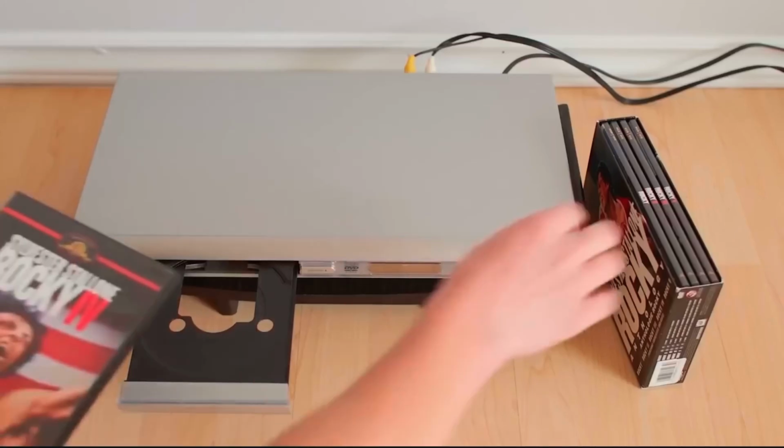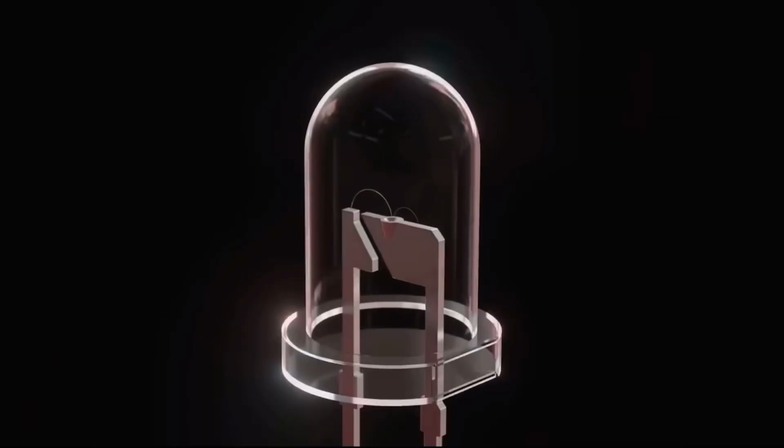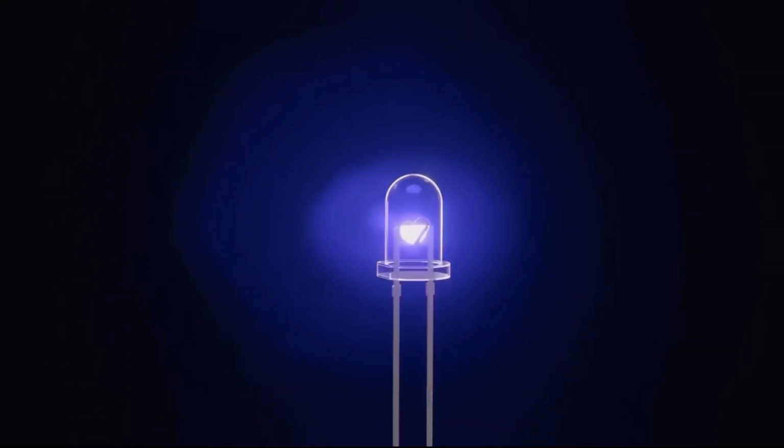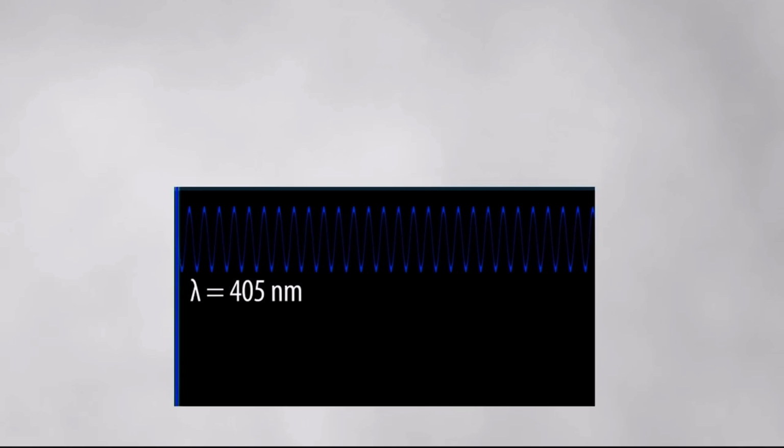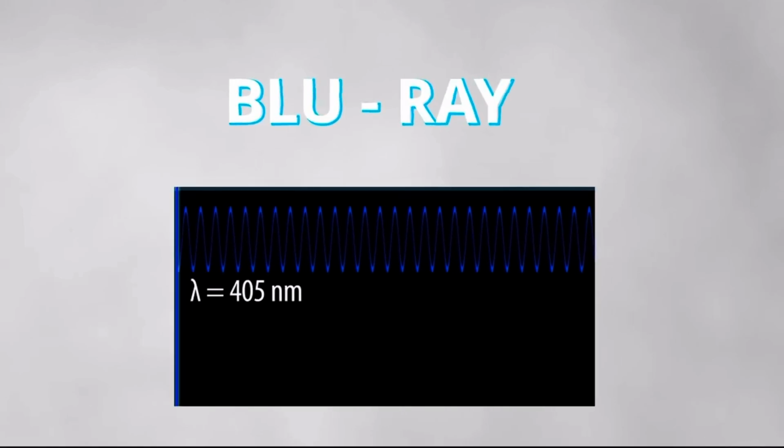The reason why a regular DVD or CD player can't read Blu-rays is that the holes in these discs are smaller. And in order to read them, you need blue or violet light, which has a shorter wavelength suitable for the smaller holes in these discs. That's where the name Blu-ray comes from.